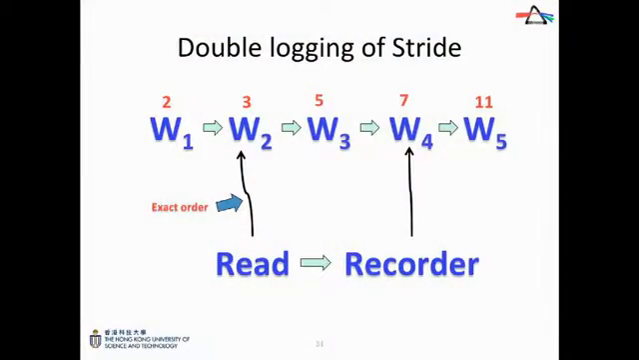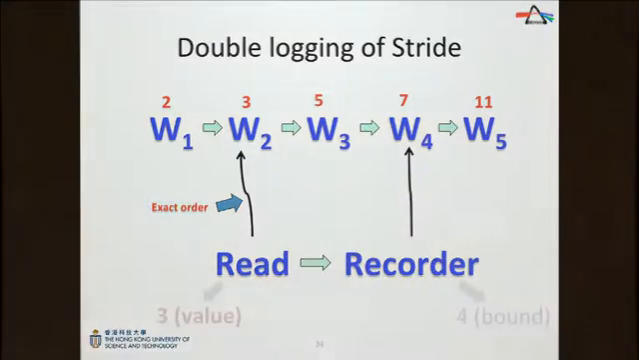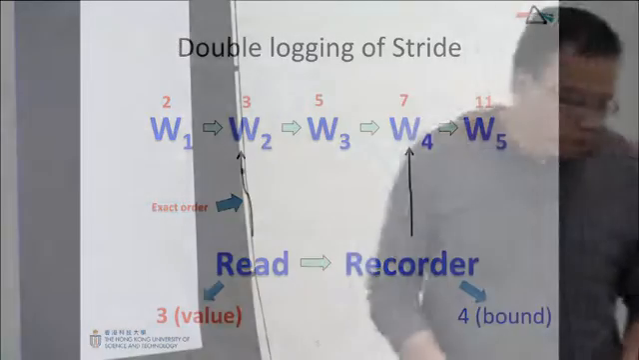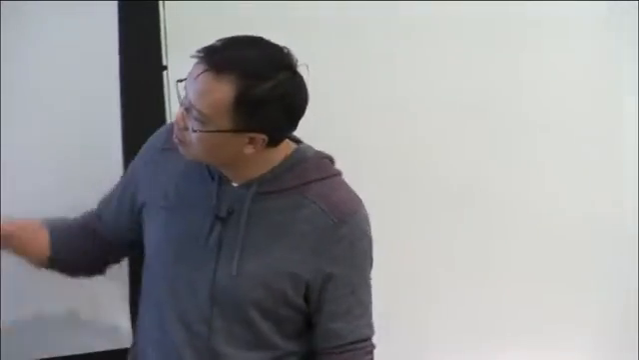Instead, I'm going to read twice. The first read is going to read the actual value committed by the remote write. And the second read is going to read the version, so that when this read commits, it returns whatever version the second read returns. We call this the bound.